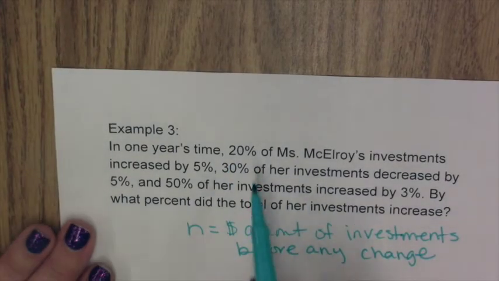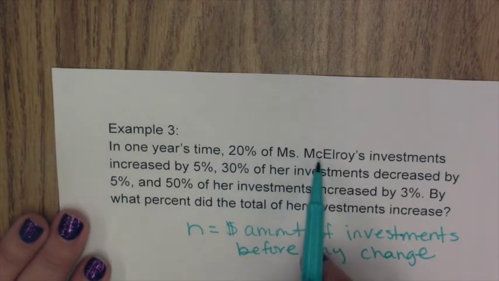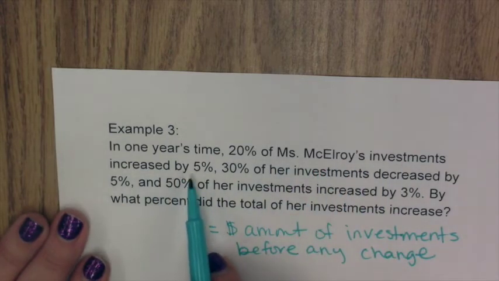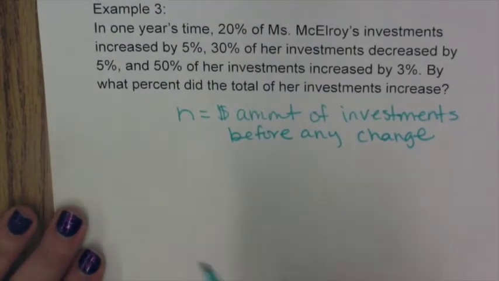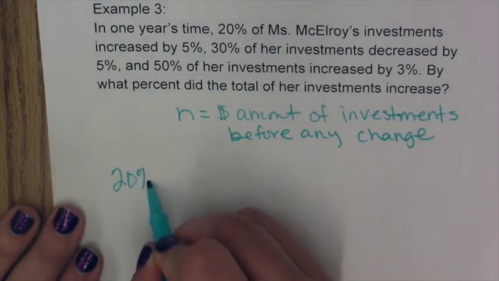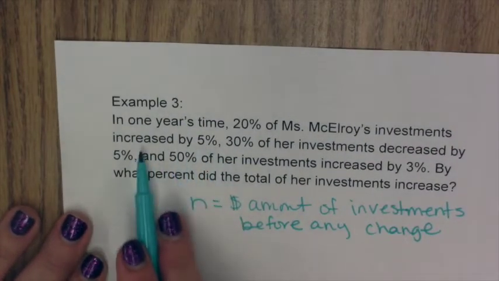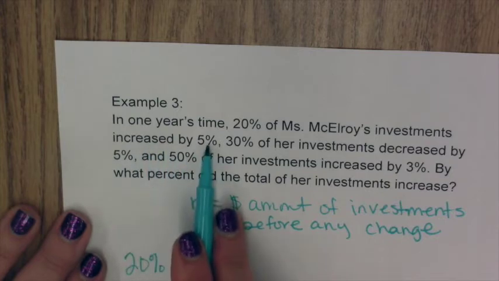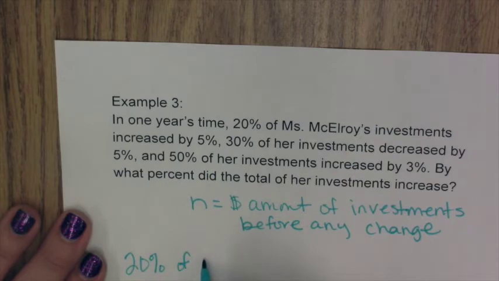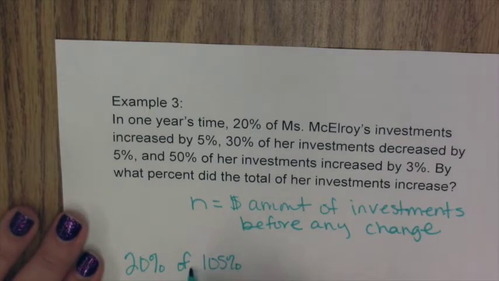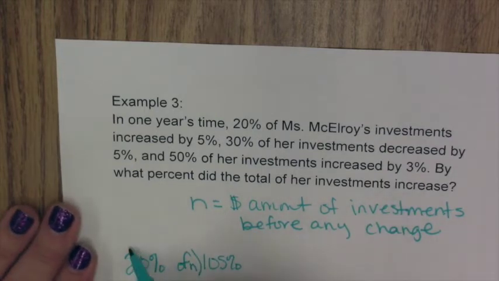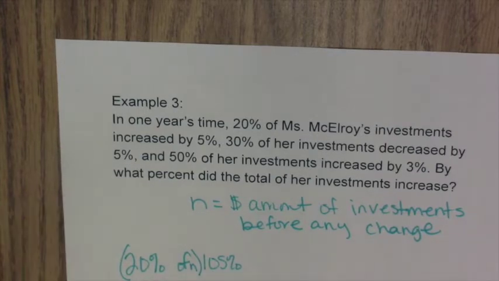Maybe we'll do these in different colors. So 20% of Miss McElroy's investments increased by 5%. So I'm going to try to write that out. So 20% of her investments increased by 5%. Increased would mean that it goes up and starts at 100, so it would be 105% of, nope, I forgot my N here, of her investments. So 20% of her investments increased to 105%.